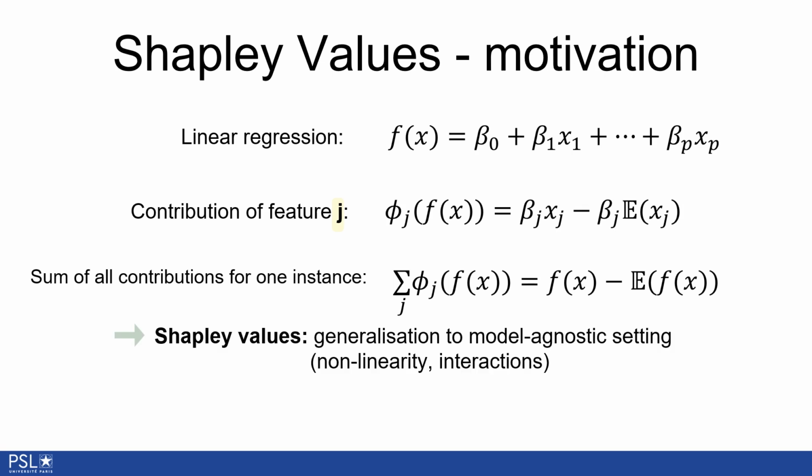Shapley values are a generalization of such a definition of feature contributions beyond linear regression to black box models that are intrinsically nonlinear and possibly include interactions between features. So, Shapley values are a model-agnostic post-hoc explanation method for black box models that was developed by translating concepts from game theory to the machine learning setting. We will not go into the details of game theory here, but only cover the main ideas.